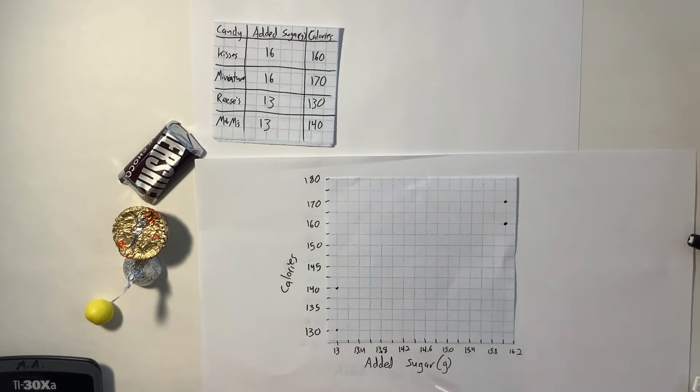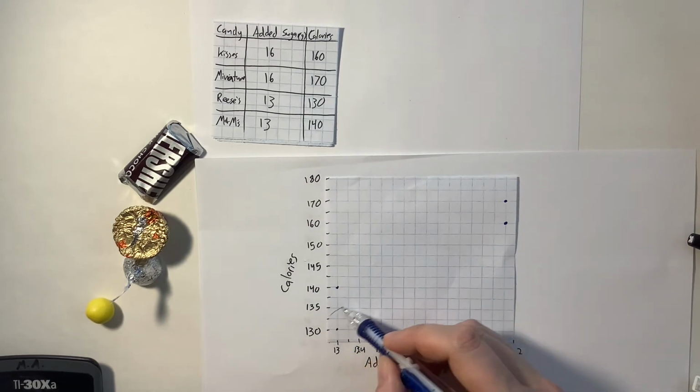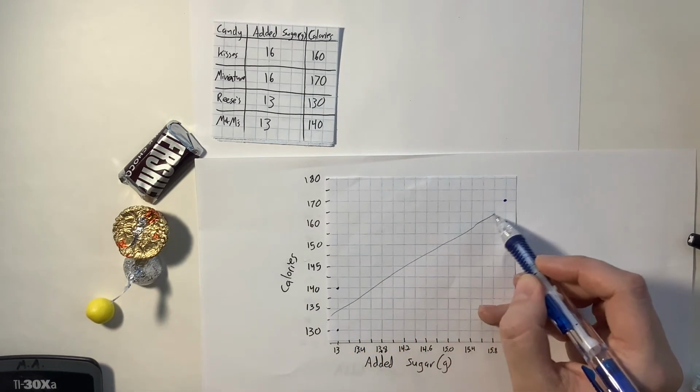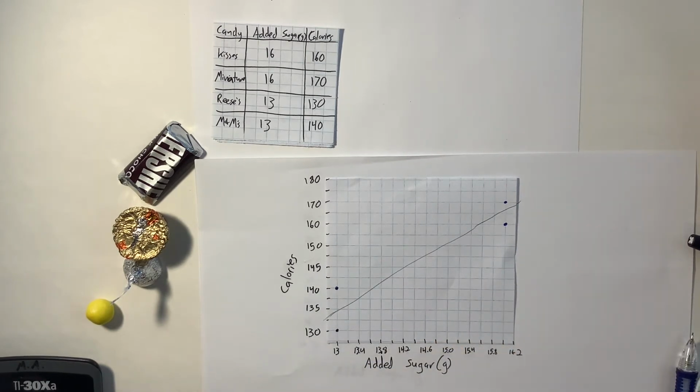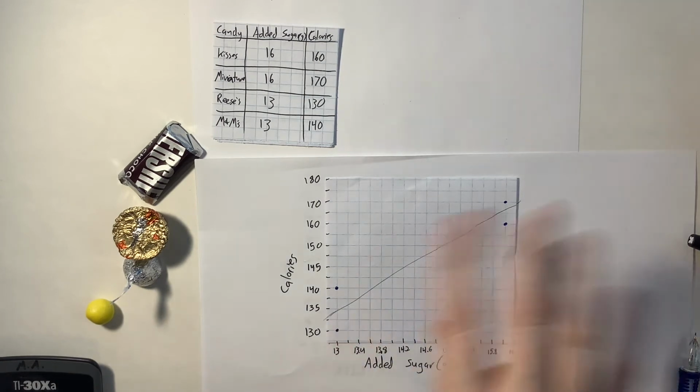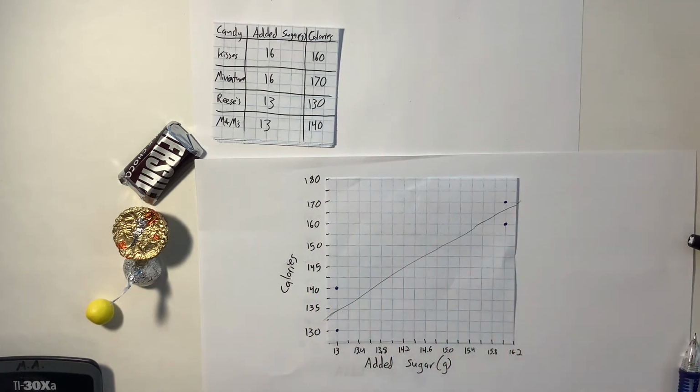Then we want a best fit line to kind of go between the two. So it looks like there's some kind of correlation. I mean, the ones that have a lot more sugar have a lot more calories, but it's not a one-to-one ratio. There are obviously other factors. But wait, there's more. We forgot a title.